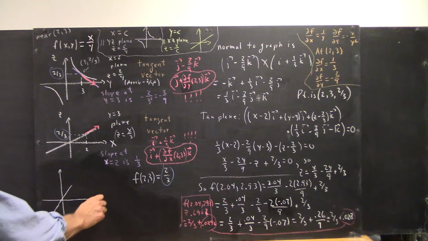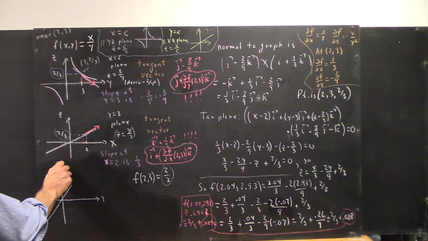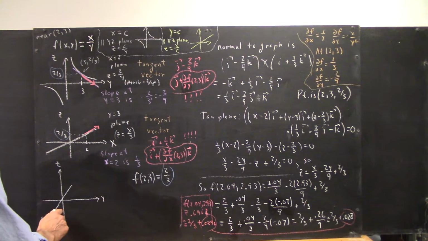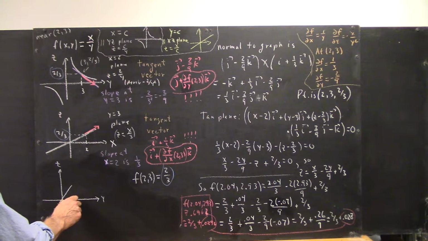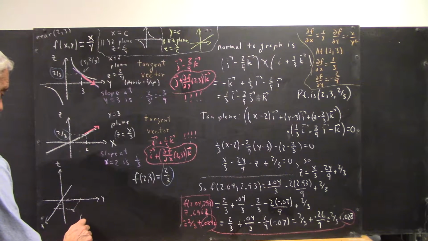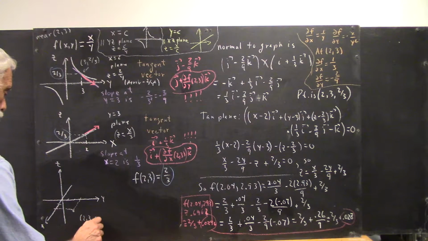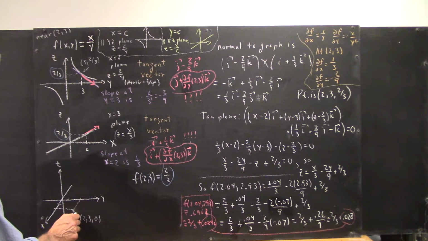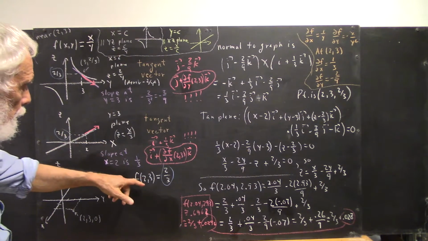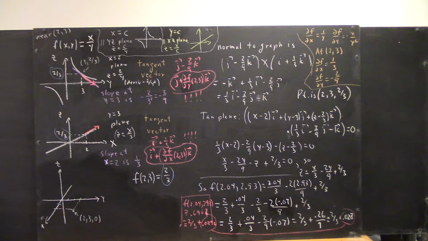here's our x, y, z. Now, the point (2, 3) in the xy plane is just at x equals 2, y equals 3. That's going to be this point, and this point is (2, 3, 0). We can evaluate f at this point, and we get 2/3.